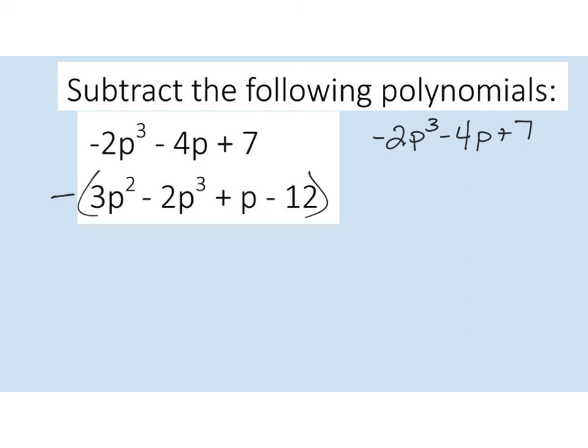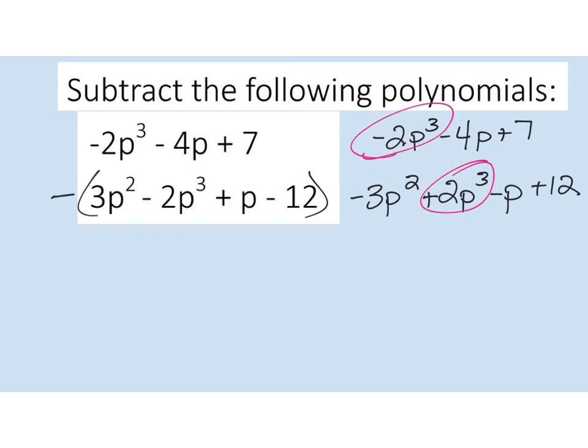So now I have negative 3p squared, positive 2p cubed, minus p plus 12. So now I can go to my colors and color code. So I see here, those two are there. P squared is only one term there, so then we have this, and last but not least, those two.